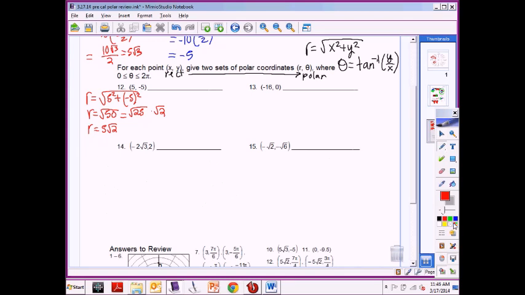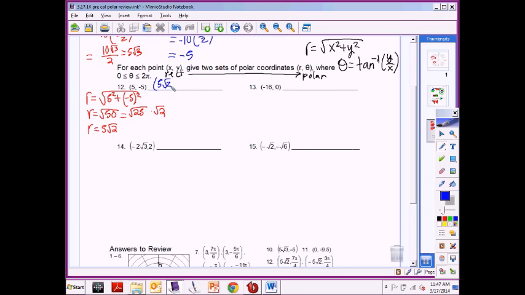All right, so that's the radius. The radius is fairly easy to find. If you struggle with finding the radius, guys, please stay after school, and we'll practice. Okay? Now we're going to move on to finding the angle.